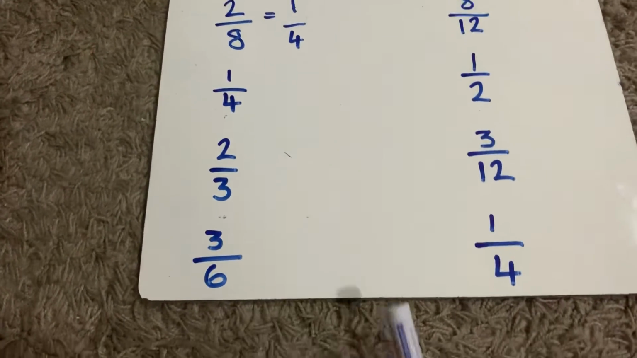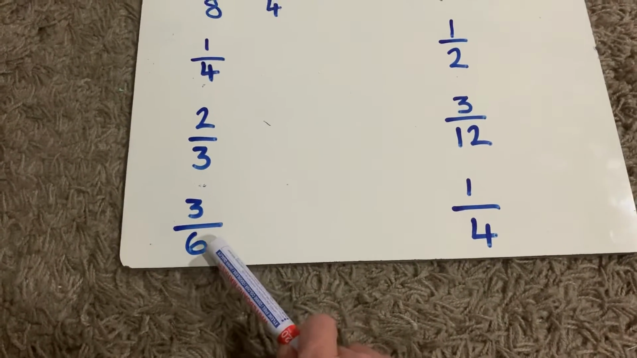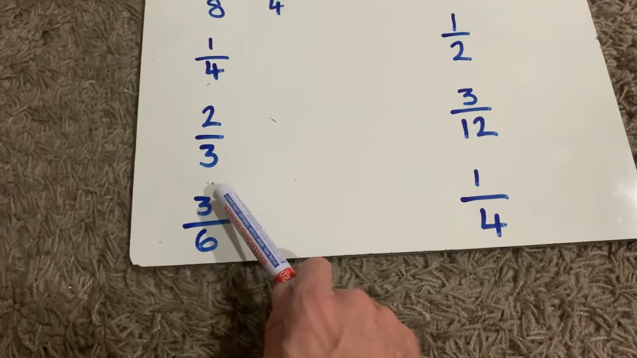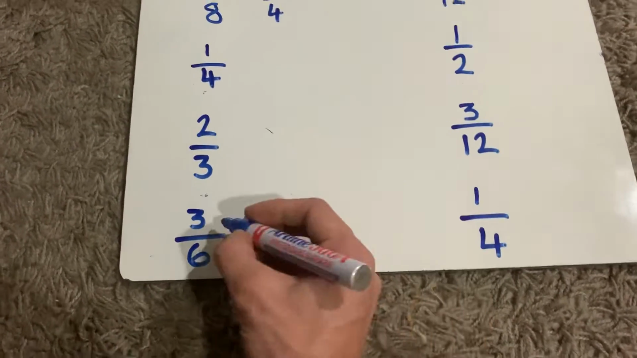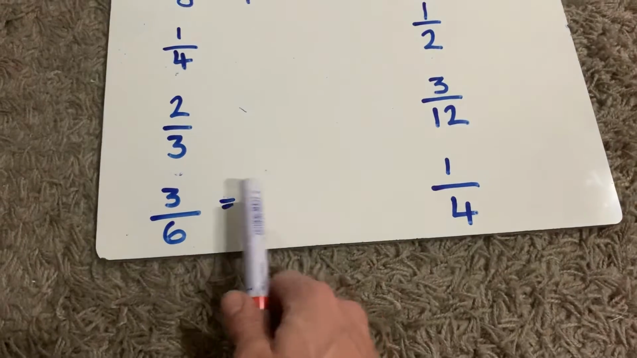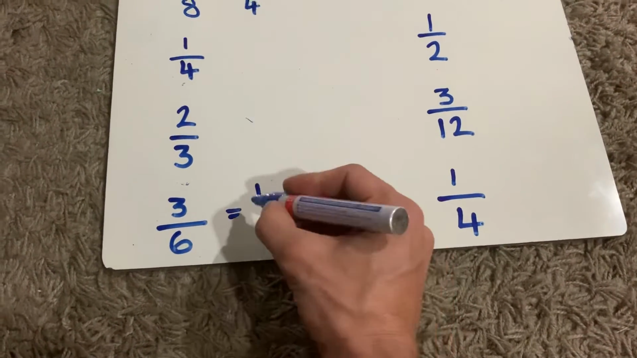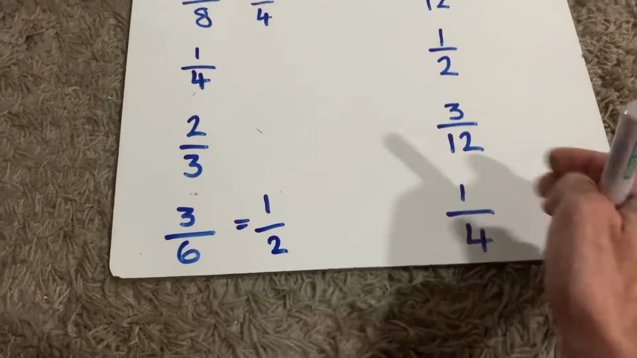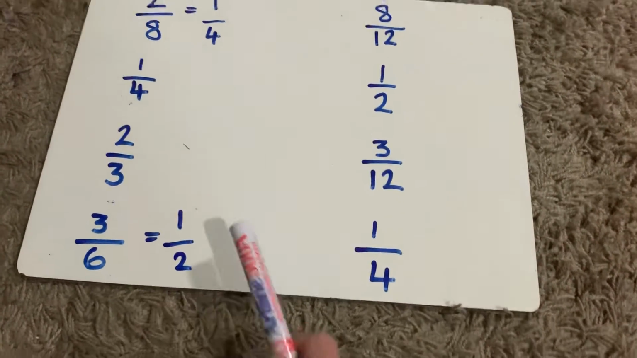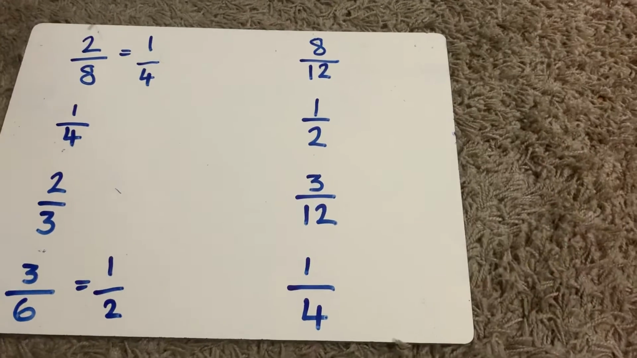Now if I look at 3 and 6, I can see that 3 goes into 3 and 6. So I know that in order to simplify this fraction, 3 goes into 3 one time, and 3 goes into 6 2 times. So by simplifying, I can see that 3/6 is the same thing as 1/2. Now let's focus on the right-hand side.